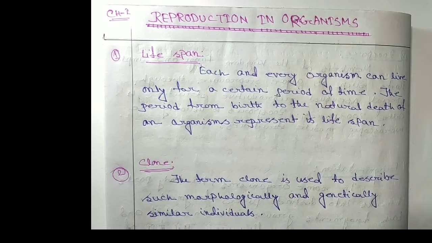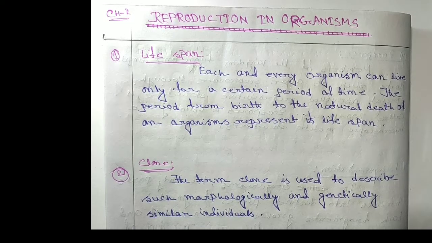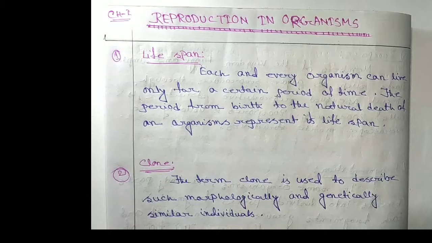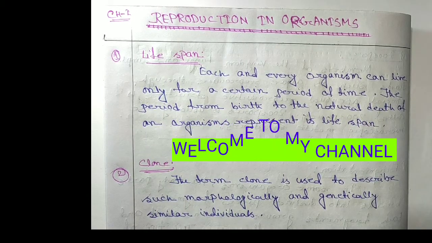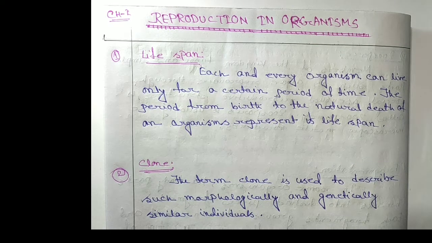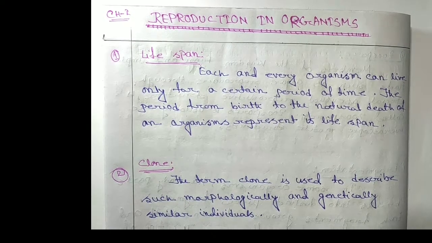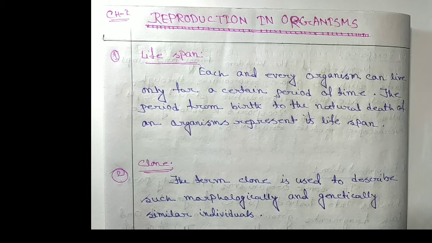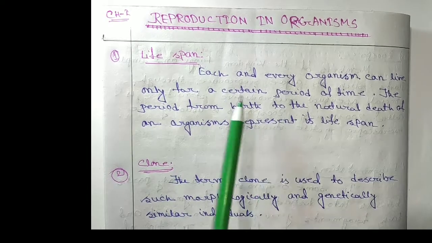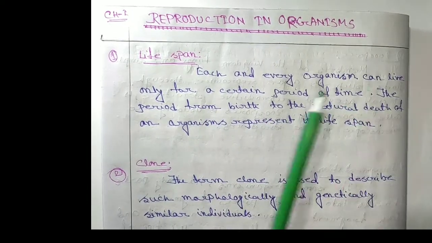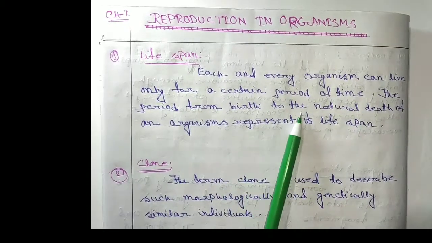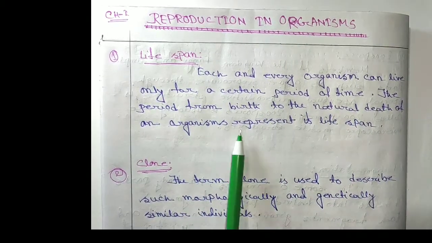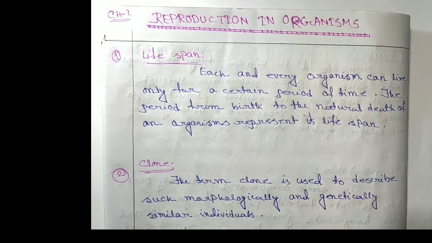Today we discuss some questions of the first chapter, that is Reproduction in Organisms. The first question is: what is lifespan? Lifespan is a certain period of time of an individual from its birth to its natural death. Each and every organism can live only for a certain period of time. The period from birth to the natural death of an organism represents its lifespan.